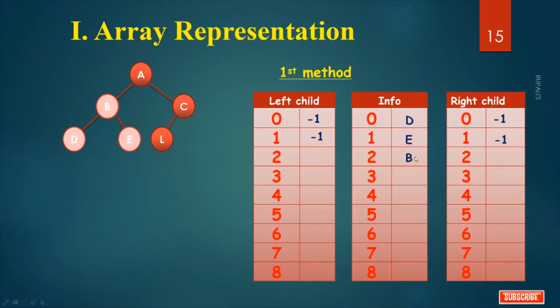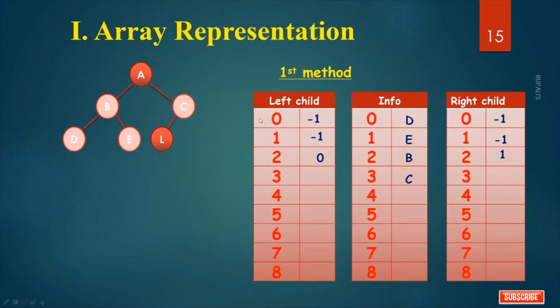Now, it comes B. So, information is B. Now, the left of B is D and right of B is E. So, this is D. What is the index of D? It is 0. So, for left of B you have to insert the index of D, which is 0. And right of B, it is E. What is the index of E? Index of E is 1. So, for right of B, you have to insert the index of E, which is 1. Now, C.